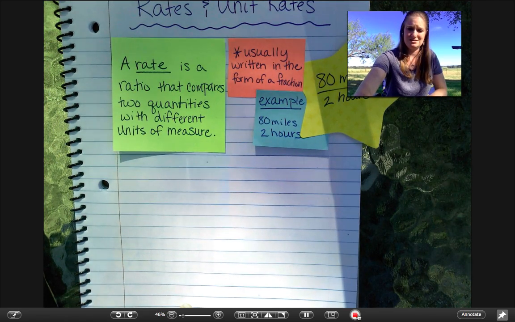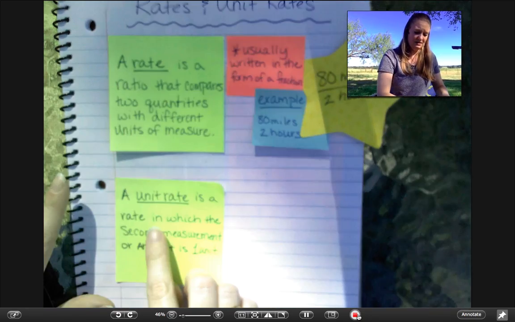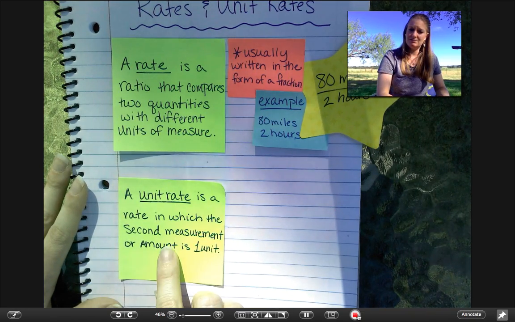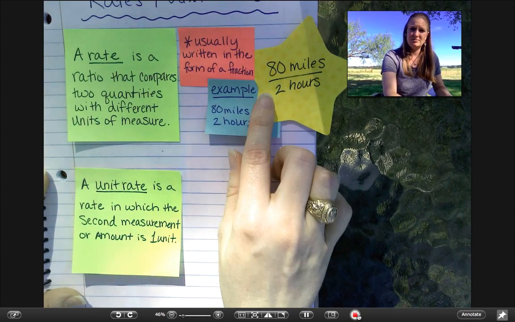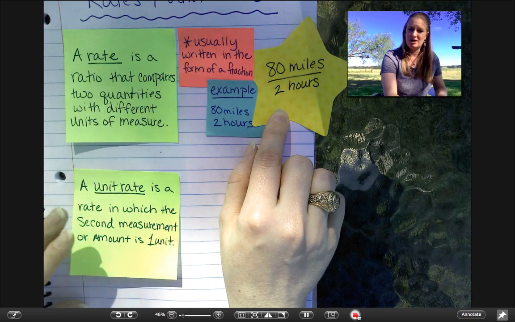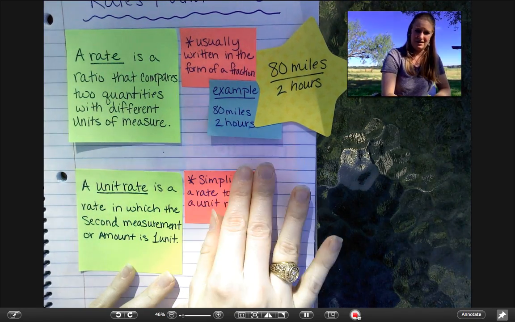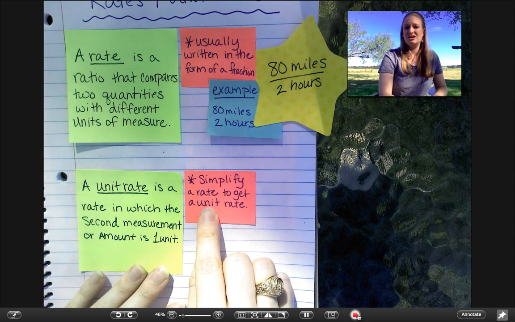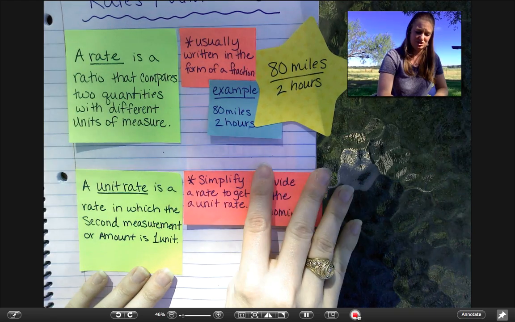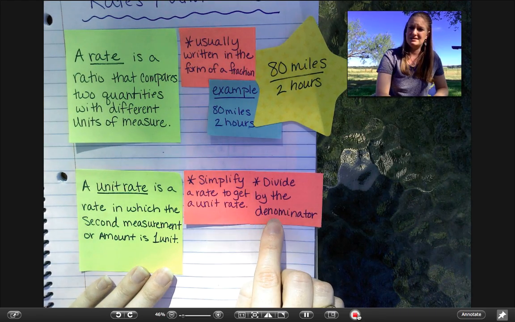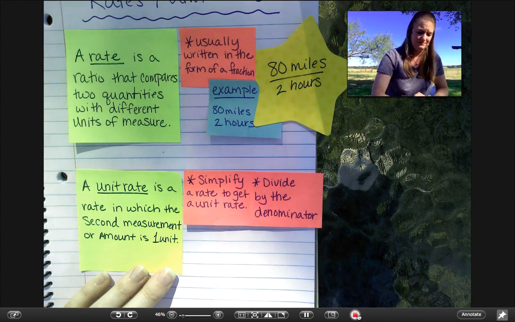So a unit rate is a rate in which the second measurement or the amount is 1. Okay, so up here we had 80 miles in 2 hours. So what we're wanting to do is to simplify that rate to get a unit rate. Okay, so in order to simplify it, what we have to do is to divide by the denominator.